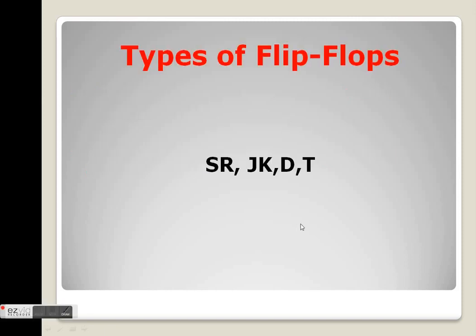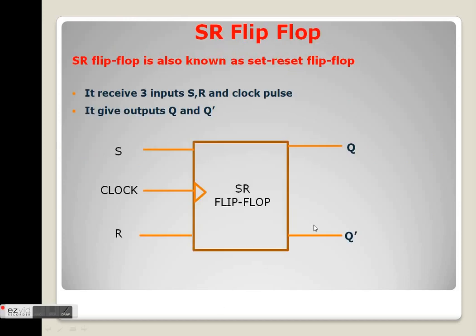Students, now let's start our discussion on the various types of flip-flops. Firstly, we will discuss the SR flip-flop. Students, the SR flip-flop is also known as set reset flip-flop. It receives three inputs. First one is S, second one is clock, and third one is R. And it gives two outputs, which are the complement of each other. So the outputs are represented as Q and Q dash, or the Q complement.